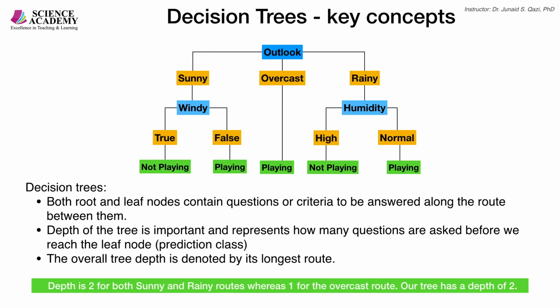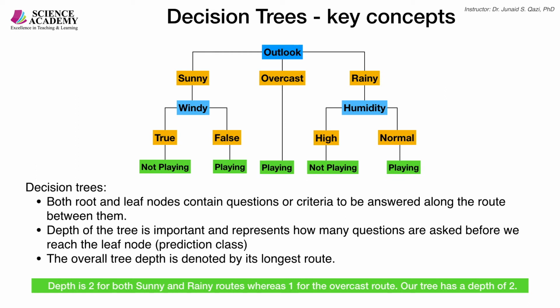The overall depth of a tree is represented by its longest route. In our example, the depth of the tree is 2 for both sunny and rainy routes. For the overcast route, the depth is 1. However, the tree has a depth of 2.